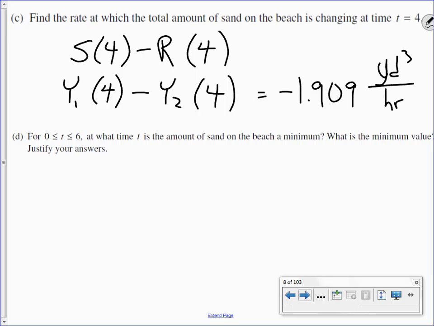What does that tell you about the amount of sand on the beach at time 4? It's decreasing because we got a negative. This would have been the max. We would have had to check the endpoints. We would have found y of t at 0 and 6, and where rate in minus rate out was going from negative to positive, because we wanted the absolute min.